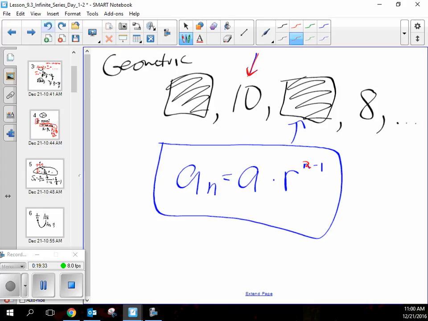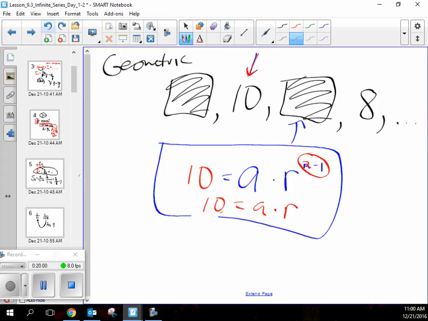Okay. So if that's 2, what's the other thing we know? We know 10. Where's the 10 go? Yeah. A sub N is 10. That's the answer, right? Okay, cool. So I got 10 equals A times R to the, I could simplify that and just say 1. 10 equals A times R to the 1, or just A times R.